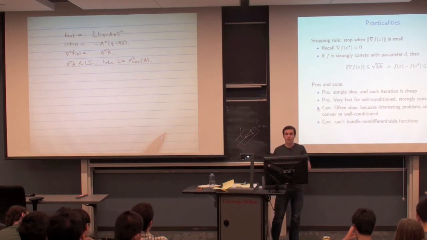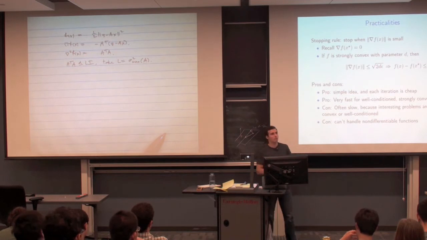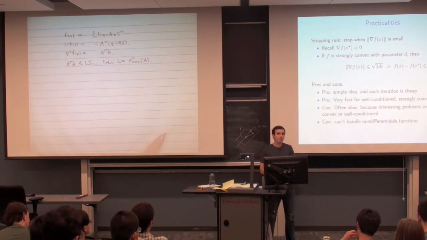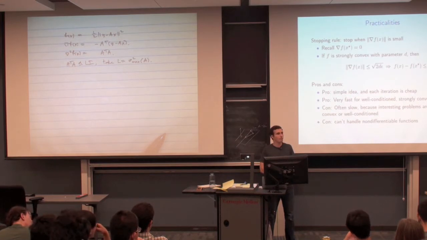Con: it's often slow, because a lot of the interesting problems we want to look at aren't strongly convex, or even if they are, they're not well conditioned. So gradient descent can be improved. It's pretty slow, and we're going to see that.